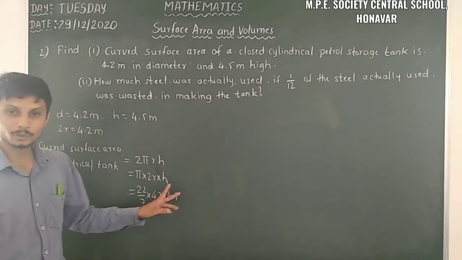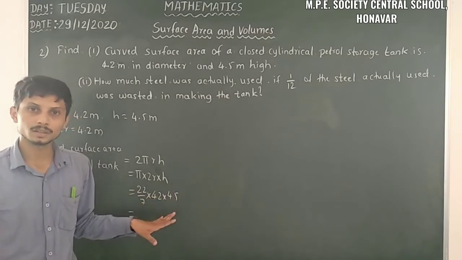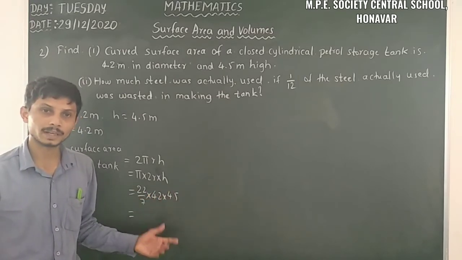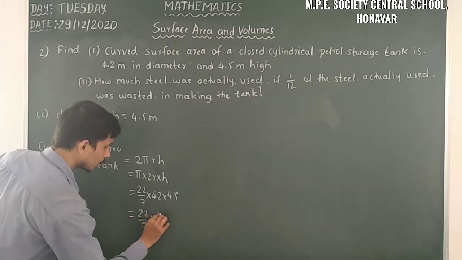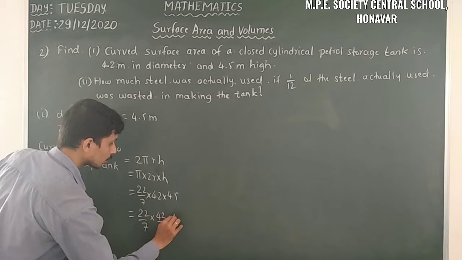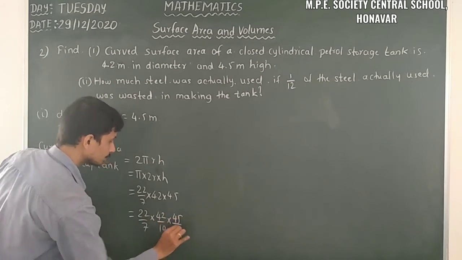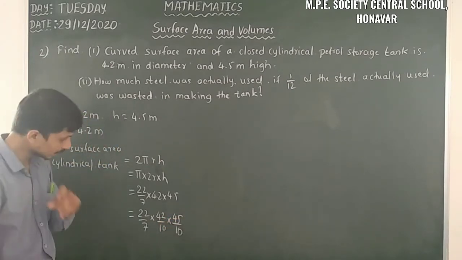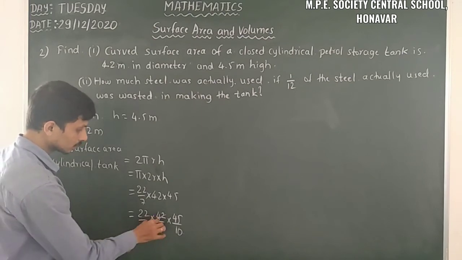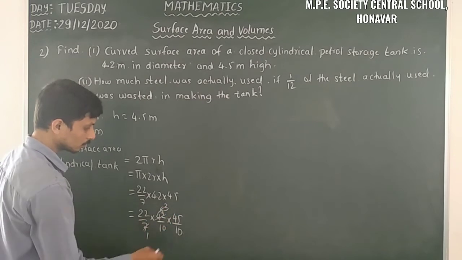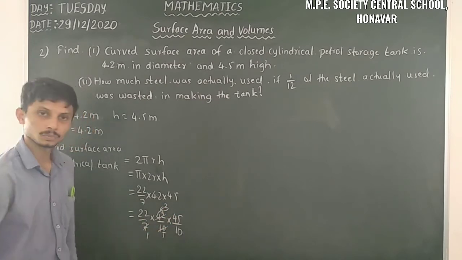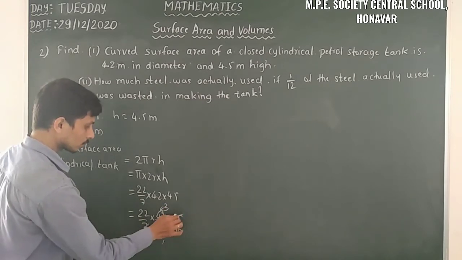We have 4.2 and 4.5; we just have to convert them into fractions. So 22 by 7 into 42 by 10 into 45 by 10. Let us take it like this: 7 into 1, 7 into 6, 2 into 3 divided by 2 into 5, 1 into 1 into 9.